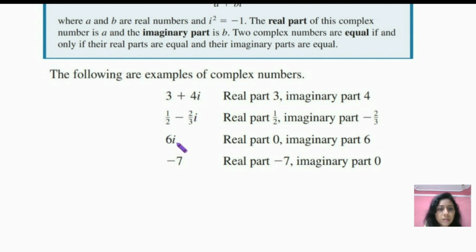6i, here real part is 0, imaginary part is 6. So we can say this is a pure imaginary number. And here real part is minus 7 and imaginary part is missing, it means 0. So this is called a pure real number.